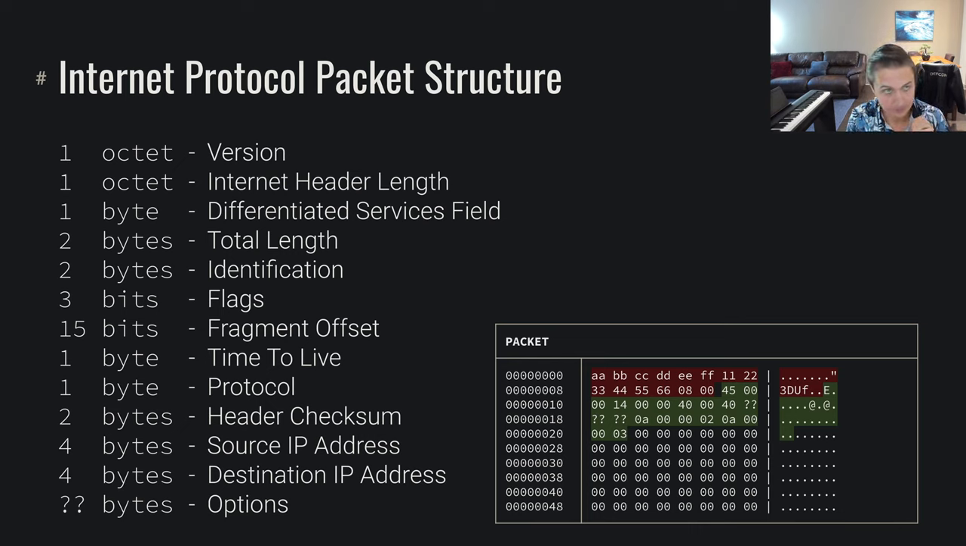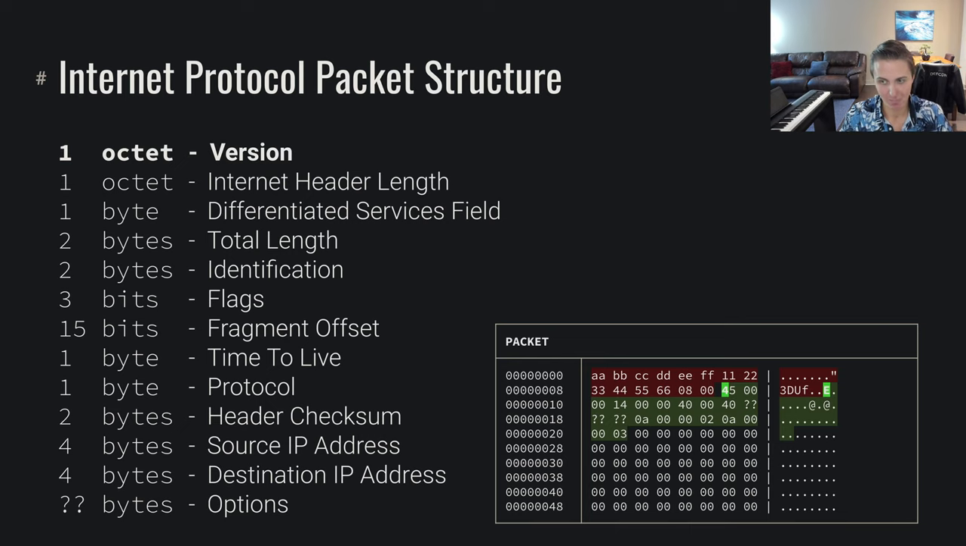Okay, so what is the structure of the Internet protocol packet? There's a bunch of bytes here. It's a little more complex than the Ethernet layer. We've got a lot of stuff working here. So the first octet, or first 4 bits, or one hexadecimal digit, that is an octet. The first octet is the version. So in this case, we're looking at version 4.